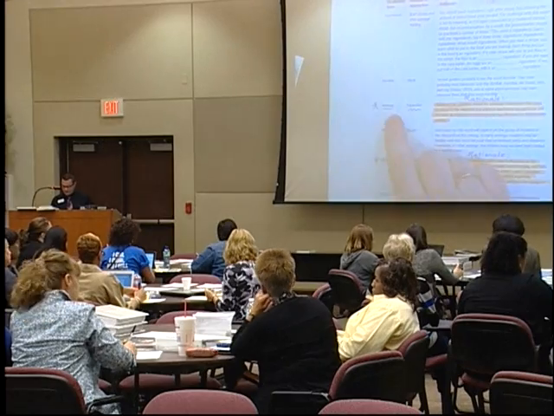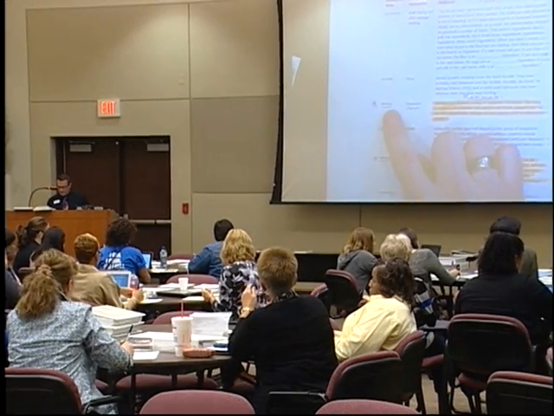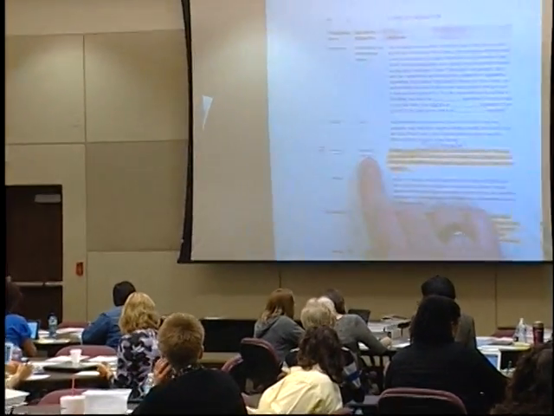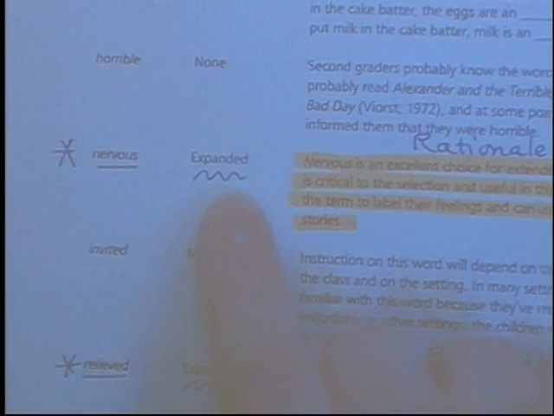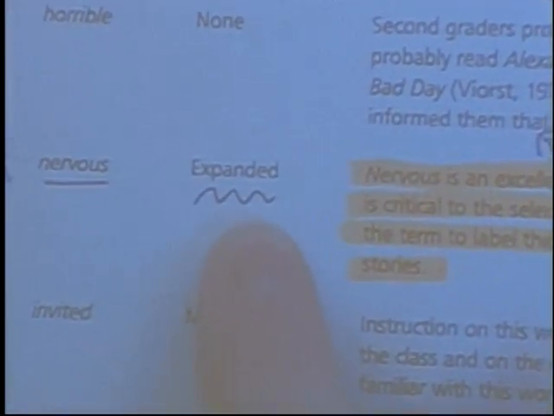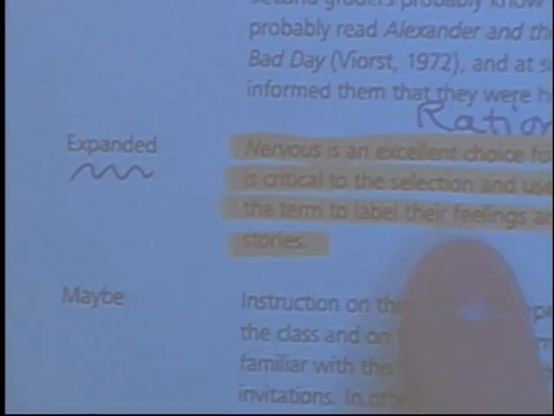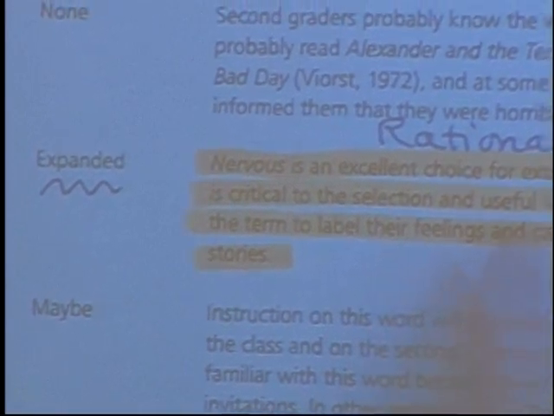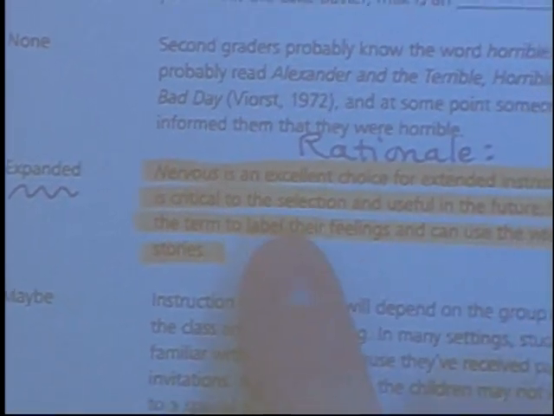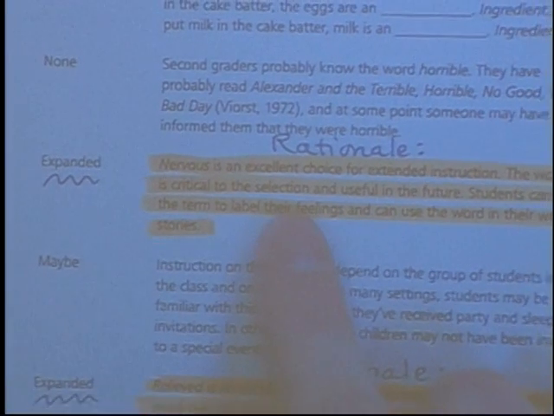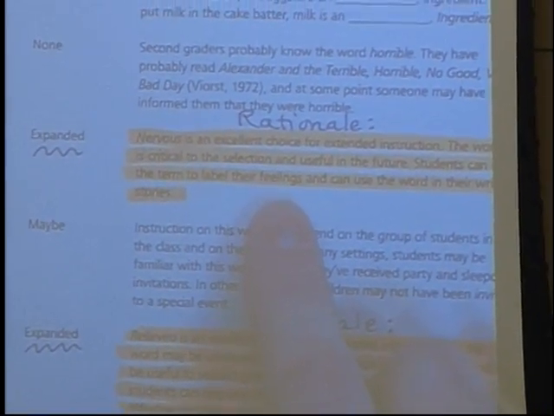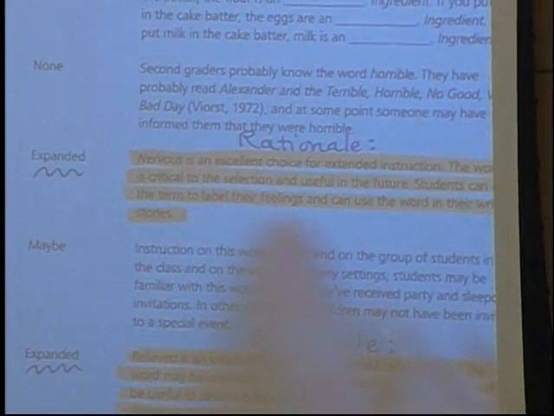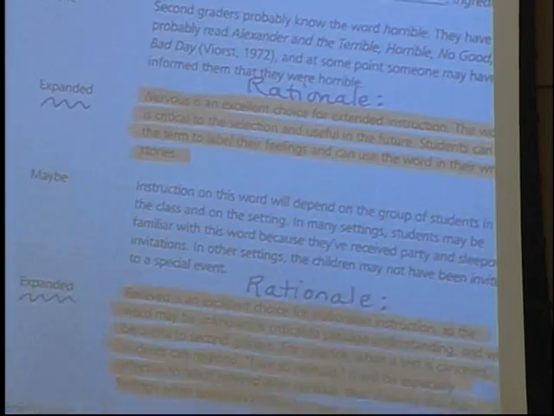Let's just look at my rationale for these 2 words. How about nervous? Well, obviously the word is nervous. I'm going to expand it. I'm going to be explicit. I'm going to put it through the routine. Nervous is an excellent choice for expanded instruction. The word is critical to the selection and is useful in the future. Students can use the term to label their feelings and can use the word in their written stories.